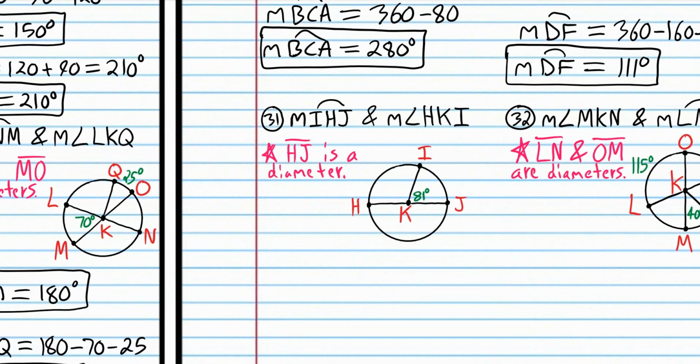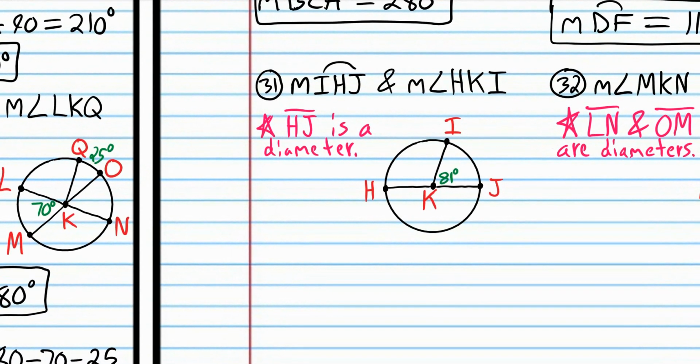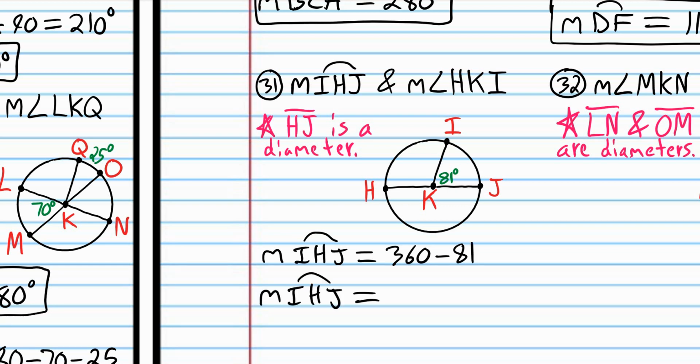All right, we're back. Measure of arc IHJ. IHJ, so that's from here all the way to here. Probably the easiest way to do this, like I said, there's more than one way, is just to take 360, the total arc, and subtract 81 degrees. And you can use a calculator for that if you need to. So 360 minus 81 is 279. So 279 degrees.